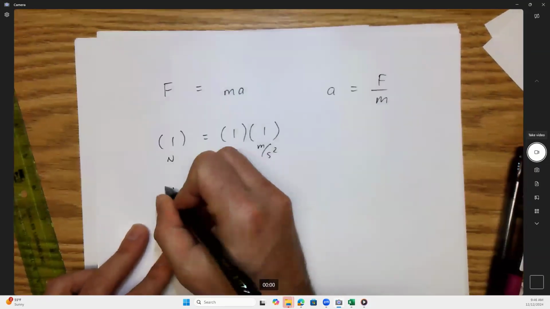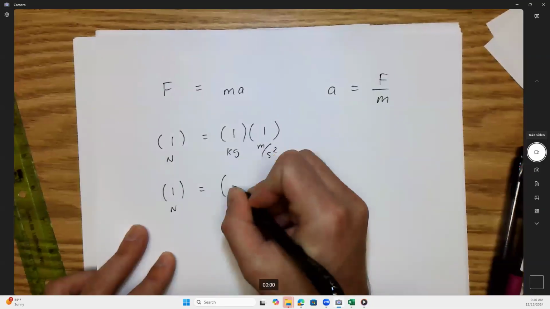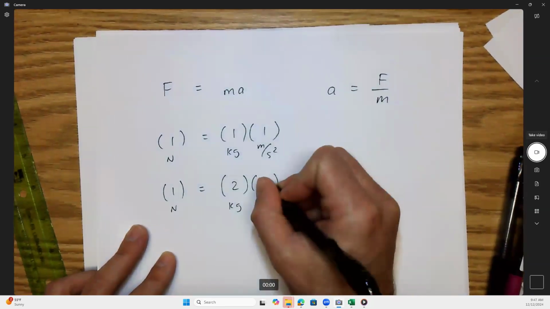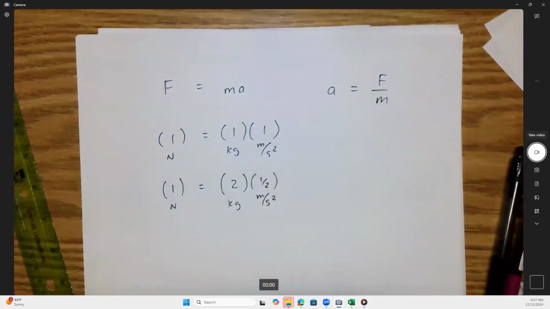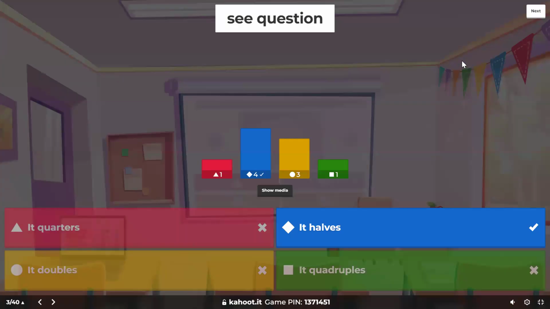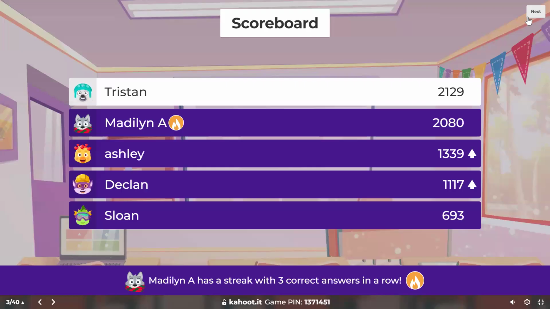Now, what if we have the same force, 1 Newton force, but I'm going to double the mass to 2 kilograms? Now what's the acceleration? 1/2. You can see that? So by doubling the mass, you get half the acceleration. So you're pushing a cart through the grocery aisle, throwing a bunch of groceries in it, it gets more and more massive. It's not going to accelerate as much with the same force. If you have any questions on any of these, stop me, let me know. I've got Sloan, Declan, Ashley, Madeline, Tristan.